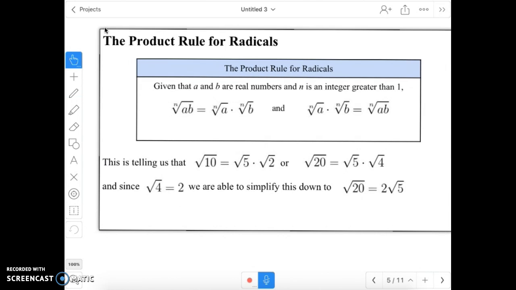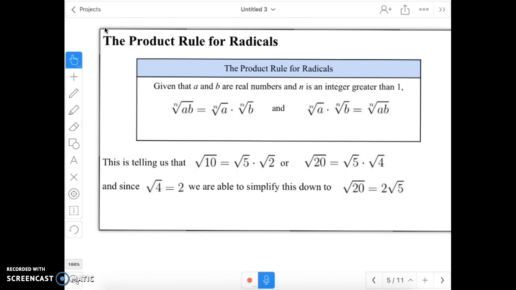All right, the product rule for radicals. If you have a number underneath a radical, you can break that number apart if it helps you simplify the problem. Given that a and b are real numbers and n is an integer greater than 1, we can do what I just said.